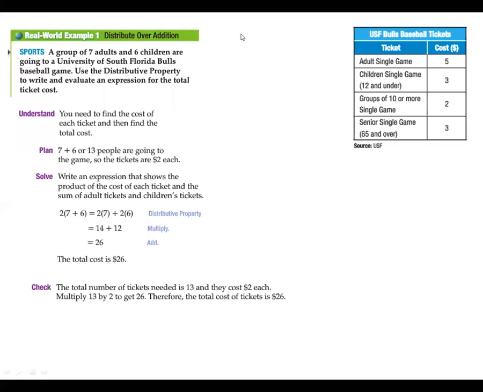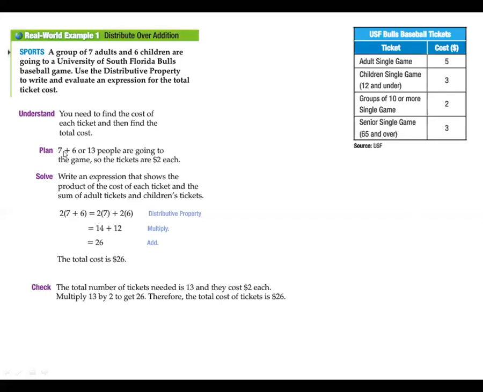So a group of 7 adults and 6 children are going to the University of South Florida Bulls baseball game. Use the distributive property to write and evaluate an expression for the total ticket cost. So you need to find the cost of each ticket and then find the total cost. An adult single game is $5. A children's single game is $3. Groups of 10 or more are $2 per ticket, and a senior single game is $65.